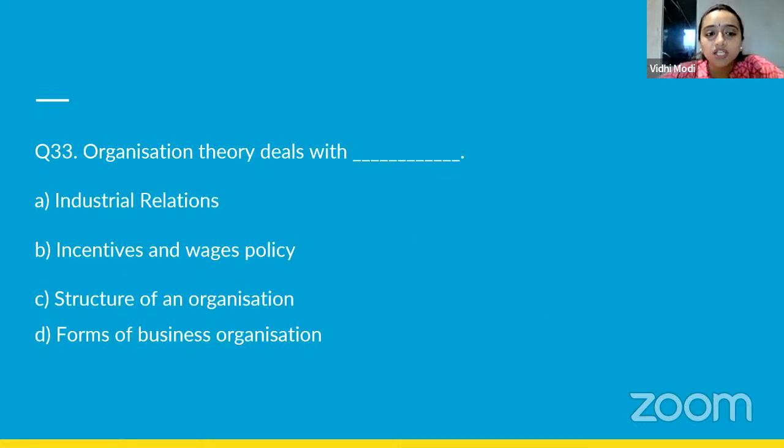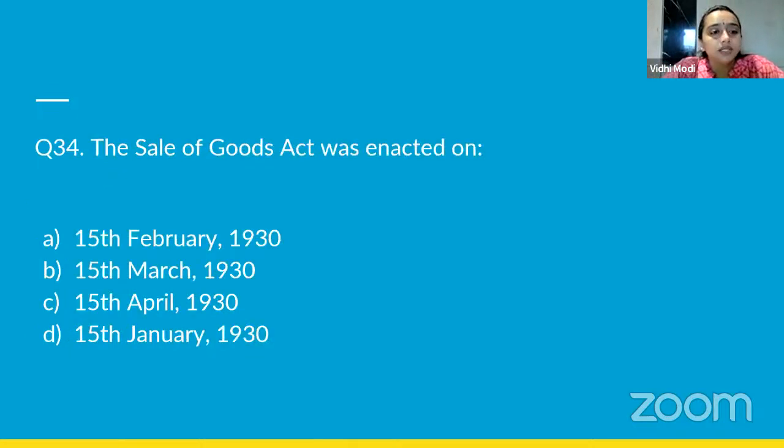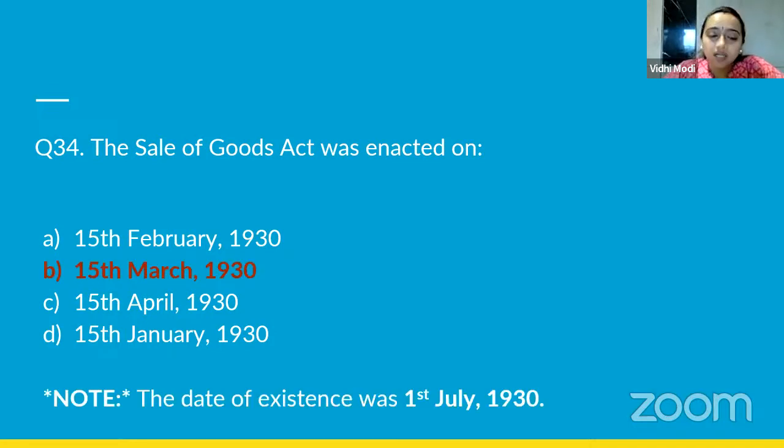Then we have organization theory deals with dash. Organization theory, right? When it's an organization, obviously it deals with the structure of an organization. Okay. Then the Sale of Goods Act was enacted on, it's a very theoretical question. The dates are quite tricky. The right answer is 15th March 1930. Please note here the question is enacted on. Had the question been when did it come into existence, the answer would have been 1st July 1930, as the date of existence. Sale of Goods Act was enacted on 15th March 1930.